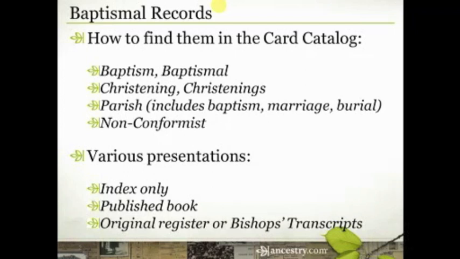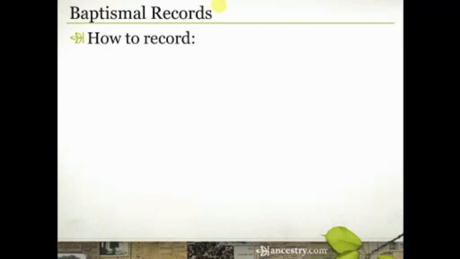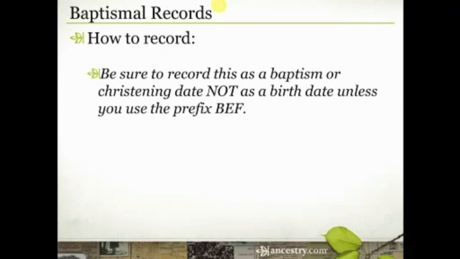In our last minute or two here, I'm just going to give you a couple of cautions. I've mentioned this before, and then talk about what to do next. So the caution is this: just be sure that you record this when you record the fact in your online tree or in Family Tree Maker, that you record this as a baptism or a christening, not as a birth date. You can see just from the examples I used there, sometimes the child was 2.5.